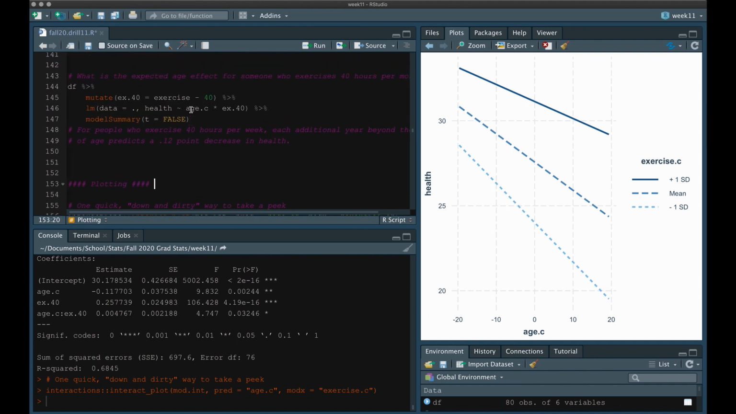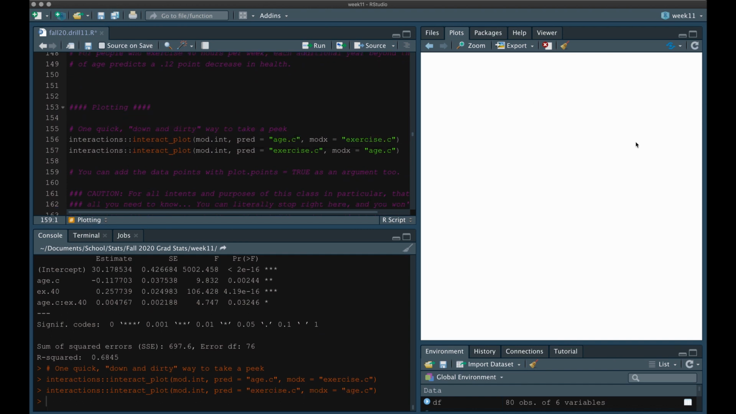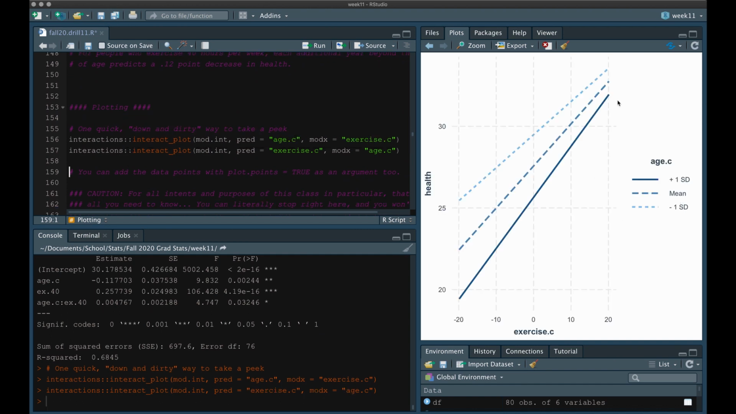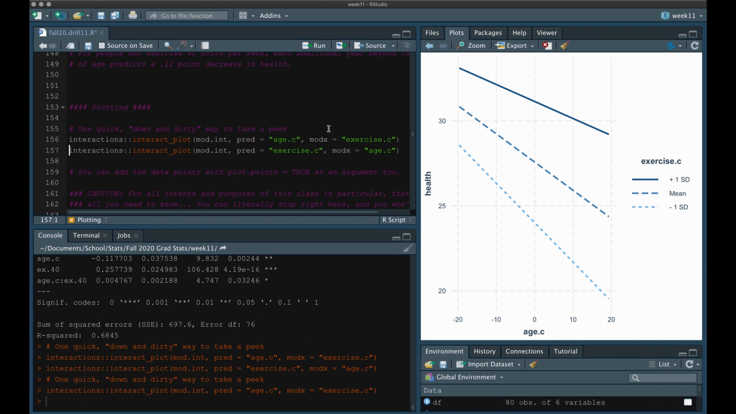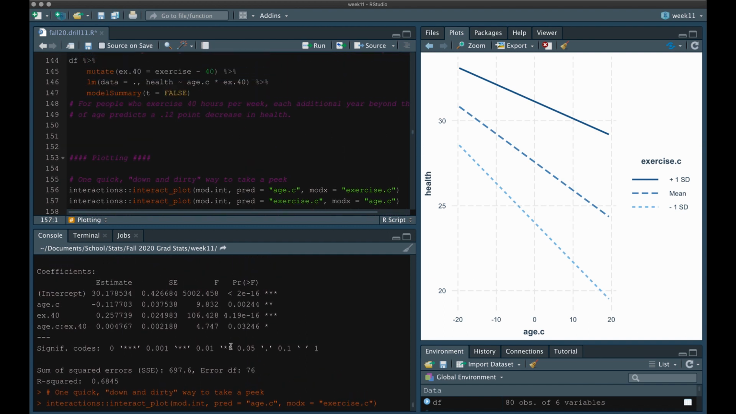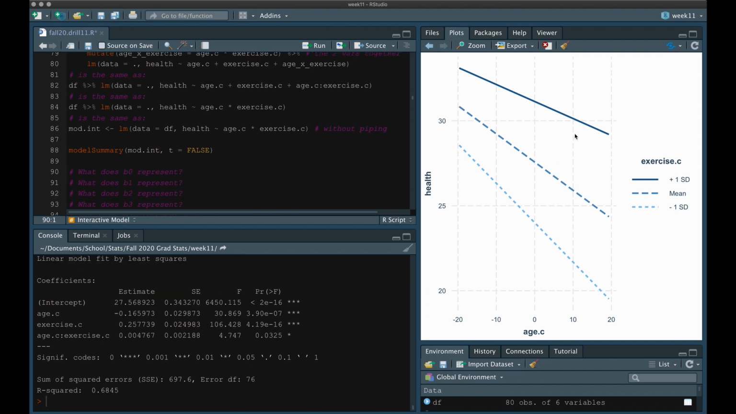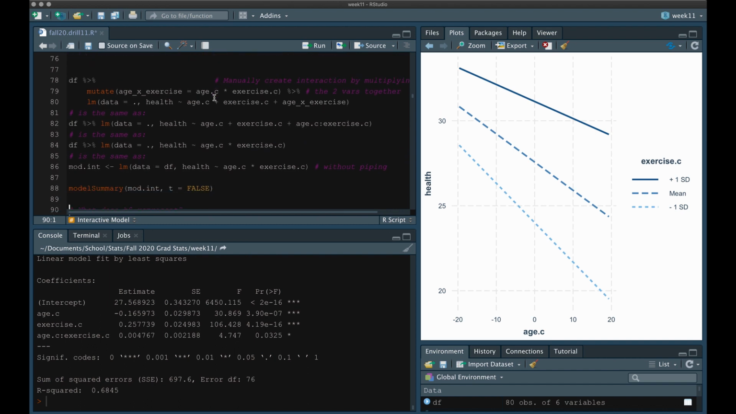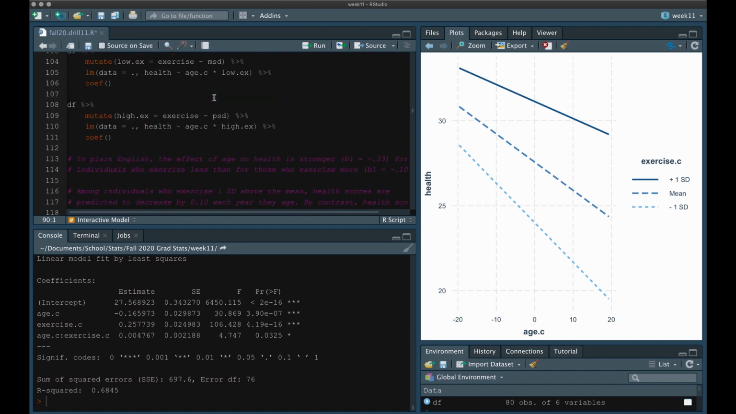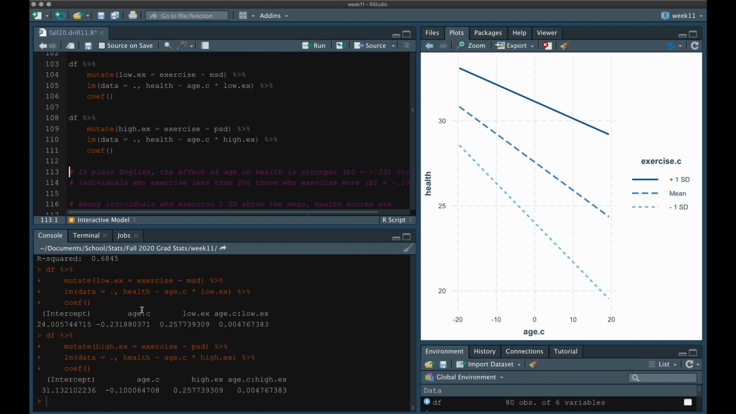I said that you can flip this around and do it the other way. If you wanted to say that the predictor was exercise and the moderator is age, then it will automatically break it down and plot out a mean plus or minus 1 standard deviation. So this model is what we were looking at when we go back and look at our model summary. Actually, let's go back and look at our plus and minus 1 standard deviation, which is right here. So our low exercise and high exercise.